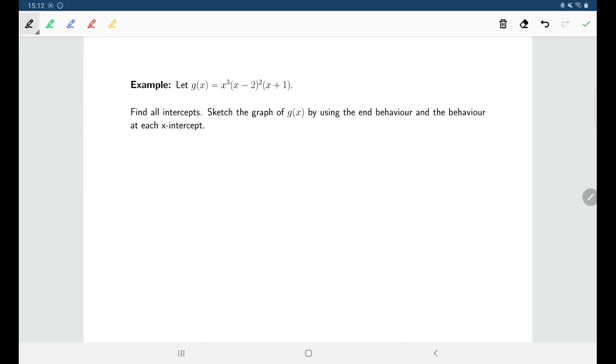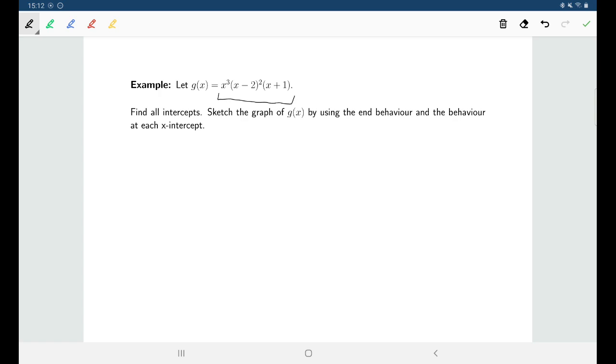Welcome back. In the second half of this lecture, we're going to now be putting together all of our clues, intercepts, behavior at the intercepts, and end behavior in order to graph our polynomials. So let's start off with this polynomial that we have here. Notice that this polynomial is already factored for us. And that's sort of a foreshadowing for the future sections of this course.